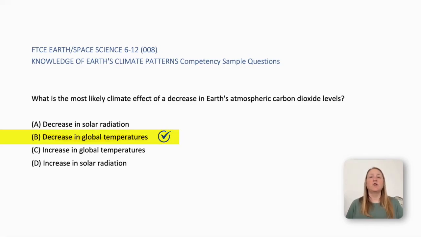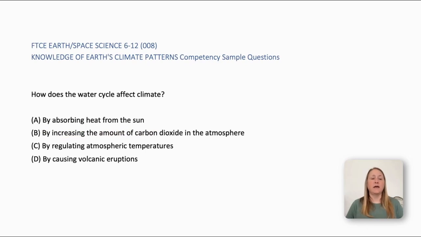Carbon dioxide is a greenhouse gas that traps heat in Earth's atmosphere. A decrease in atmospheric CO2 levels would mean less heat being trapped, which would likely lead to a decrease in global temperatures. How does the water cycle affect climate?